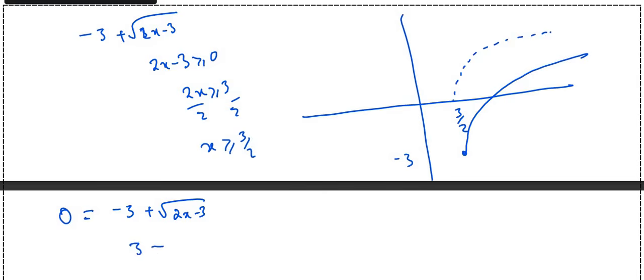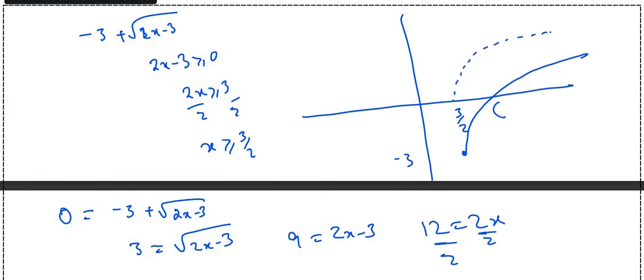This is actually solvable like this. We take the 3 this side, and that's 2x minus 3. We square both sides. That's a 9 is equal to 2x minus 3. 9 goes this side. 10, 11, 12 is equal to 2x divided by 2. So this is actually a 6. Yeah, so this is your graph.